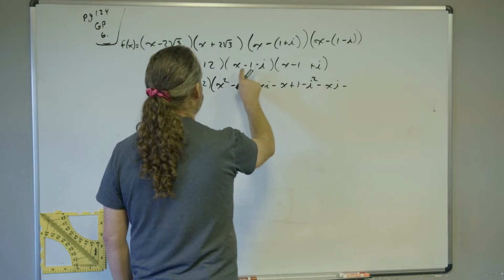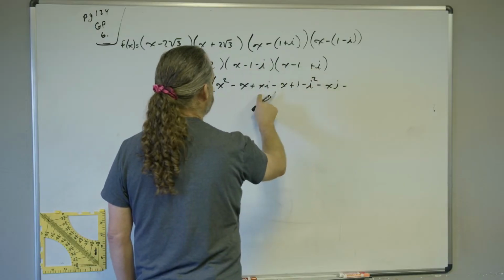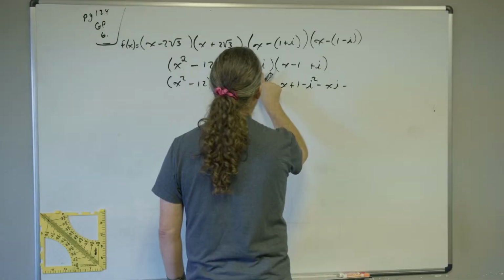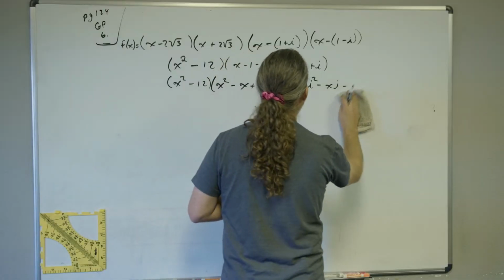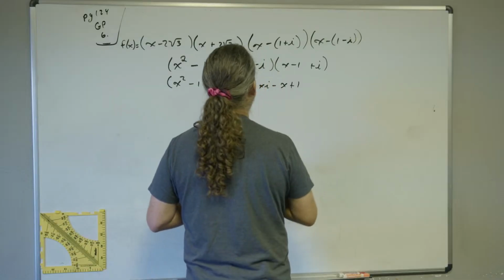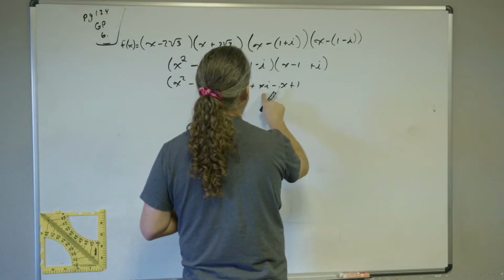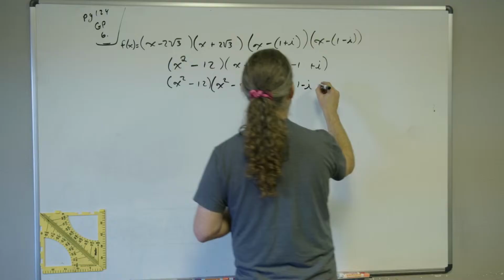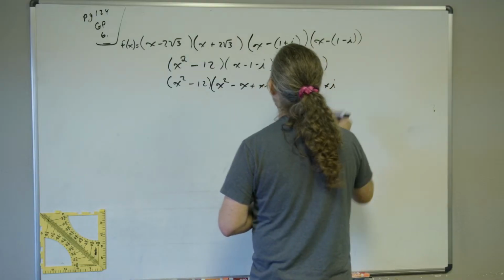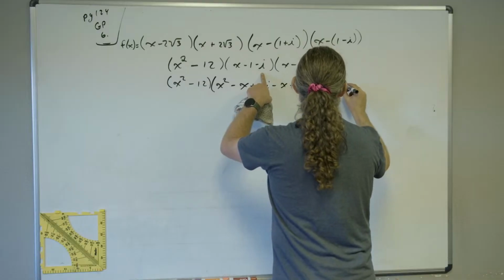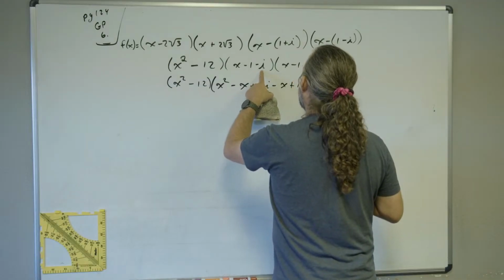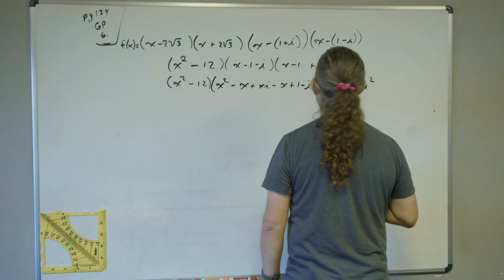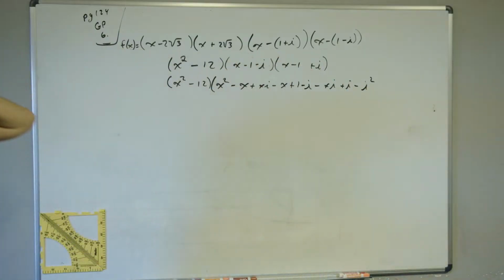x times x is x squared. x times negative 1 is negative x. x times i is xi. Negative 1 times x is negative x. Negative 1 times negative 1 is positive 1. Oh, I did go some weird order over here. What did I do? 1, 2, 3. 1, 2, 3. Negative i. Thank you. Negative xi. Positive i. Negative i squared. Oh, the i's are canceling. Yeah, they should. That's all the things.